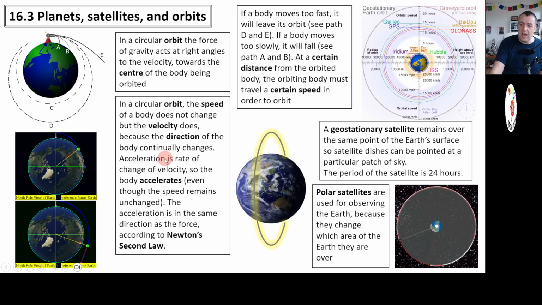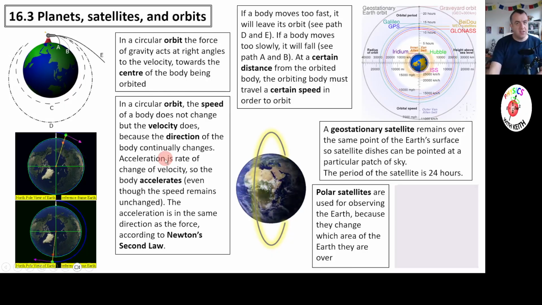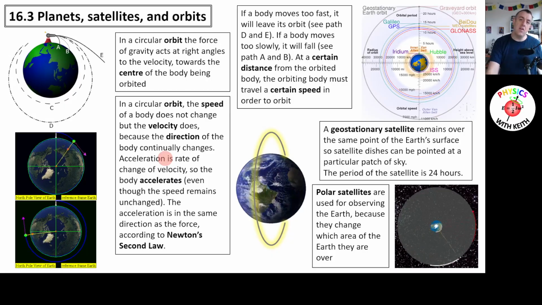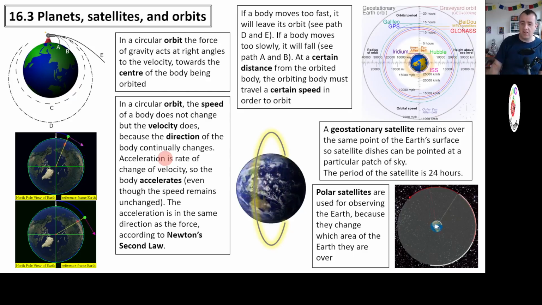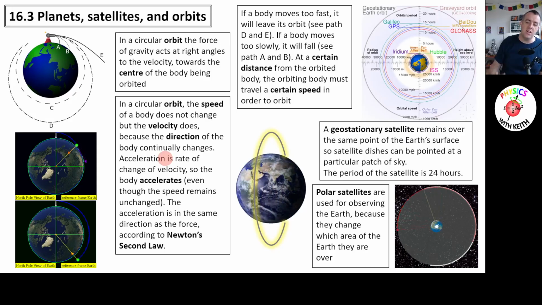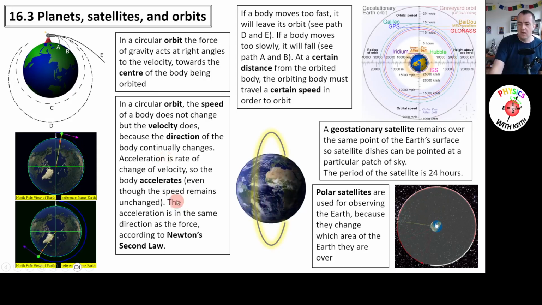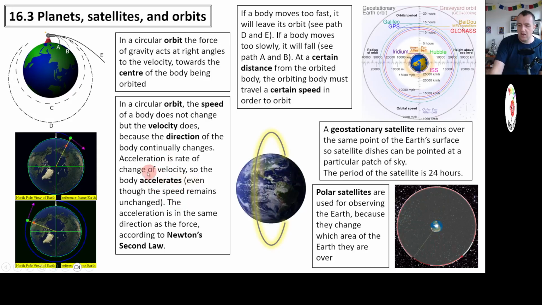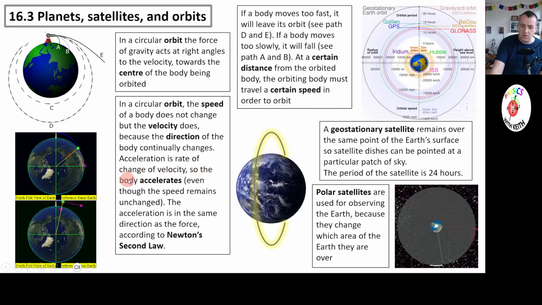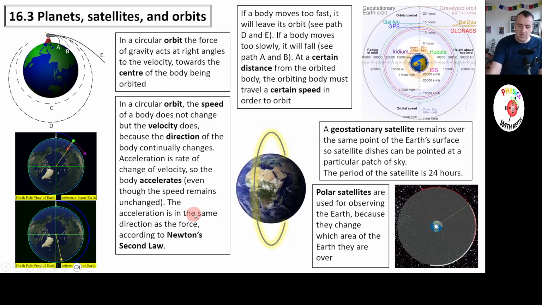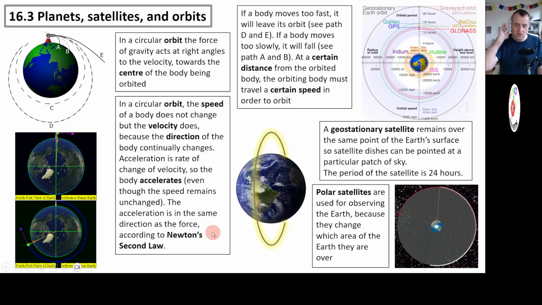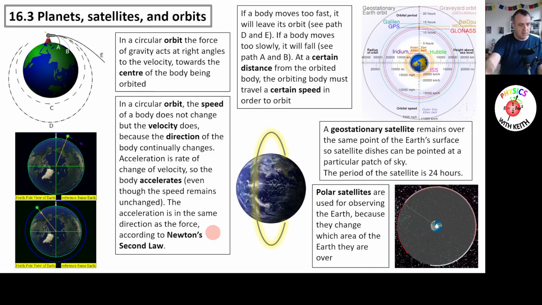And the acceleration, F equals ma, the acceleration, A, is directly proportional to F, the force. So if the gravitational force is in a particular direction, then the acceleration is in the same direction. So it says here, acceleration is the rate of change of velocity, so the body accelerates, even though the speed remains unchanged. The acceleration is the same direction as the force. Newton's second law, F equals ma. So I've covered that box there.